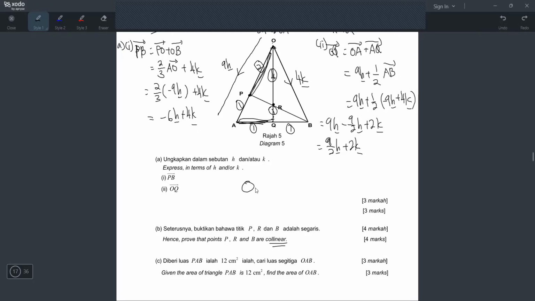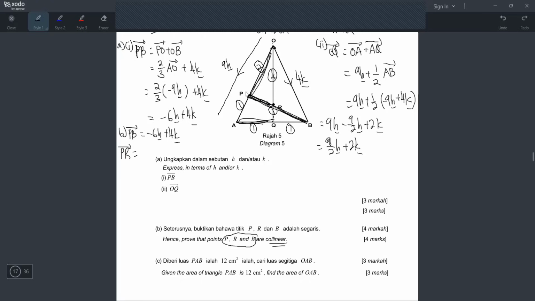But before I do this working, I have to find two vectors along this line, along the PRB line. And I already have one of the vectors, PB. So let's write down B here. We already have my first vector, which is PB, negative 6H plus 4K. Now my job is to find another vector along this line, and then I can take these two vectors equal with a letter in the middle. So for PB, the other one can be PR or RB, so you can choose either one. So let's find PR.